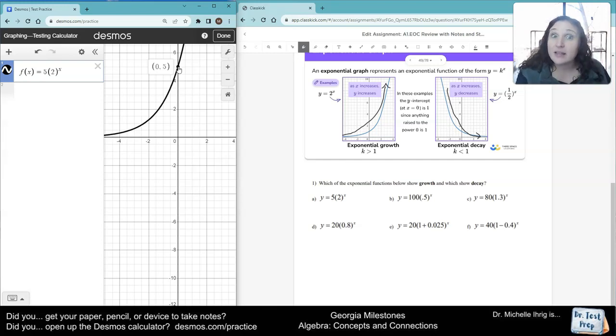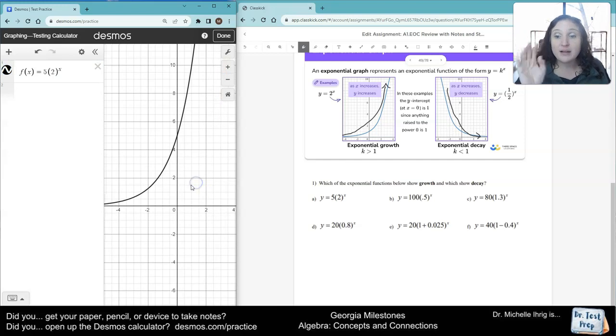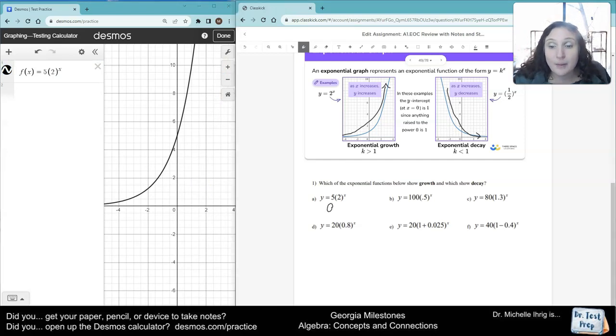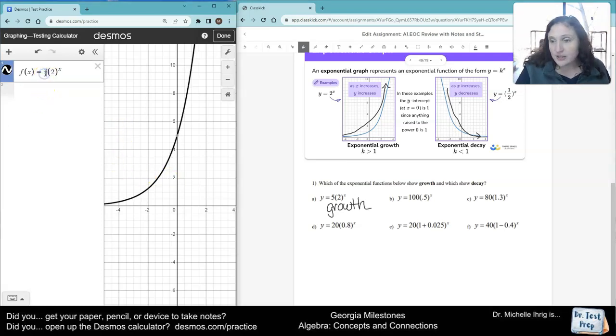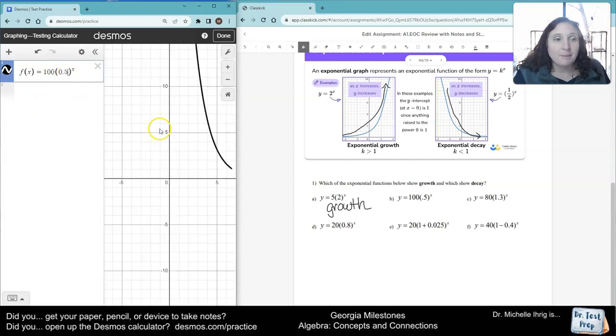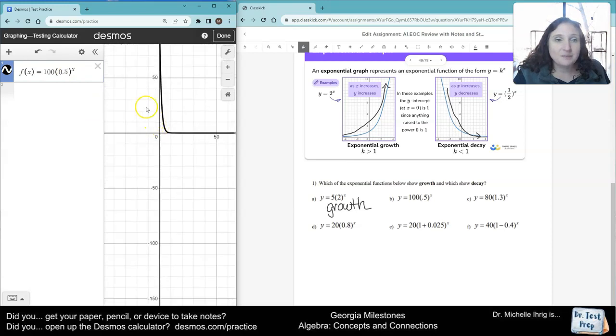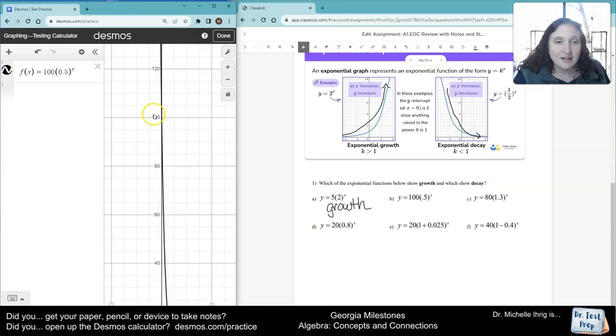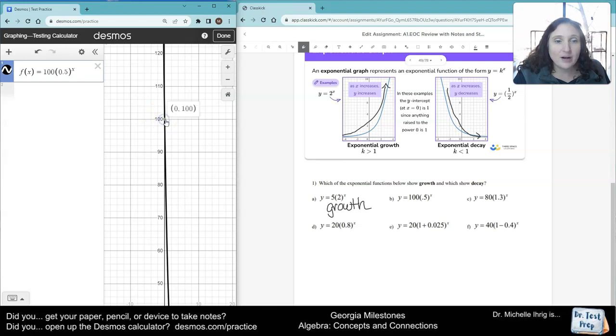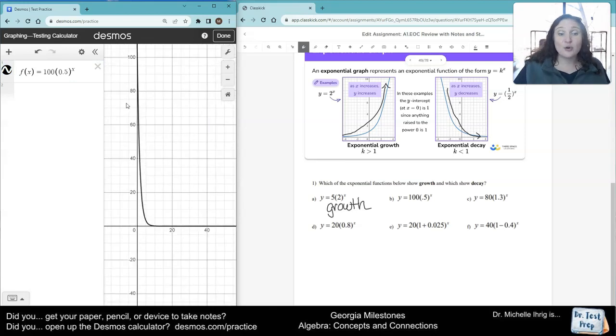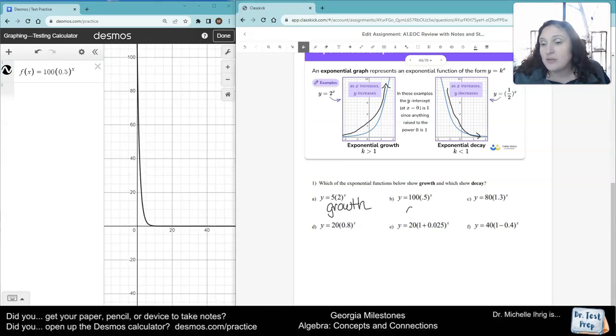So here we can see that that graph goes up. I'm going to move this a little bit. So this would be considered growth because it goes up. If I do letter B, I'm going to change this to 100, and inside here I'll have 0.5. By zooming out, I can see that 100 is where it crosses the y-axis. That's my starting point. And I can tell that it goes down. So because it goes down, that's decay.